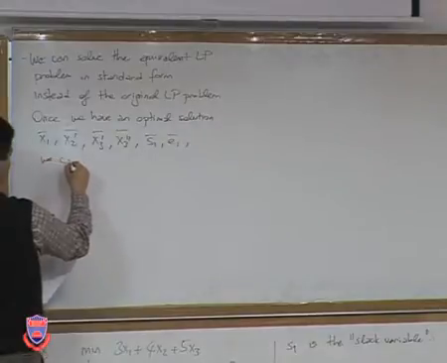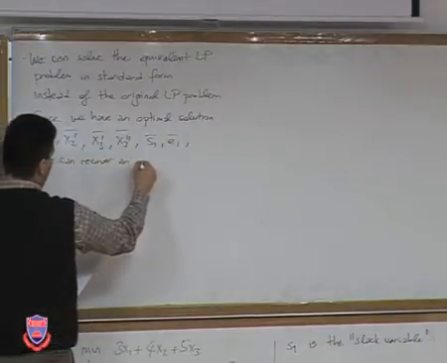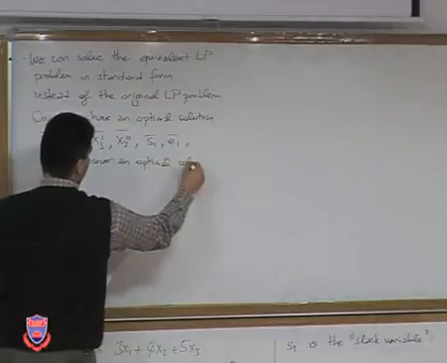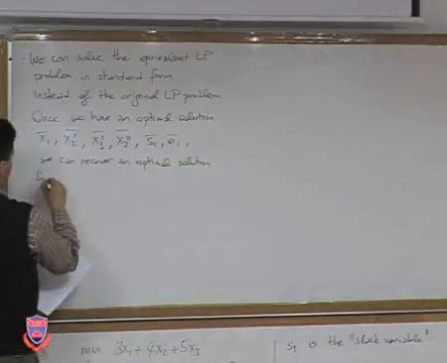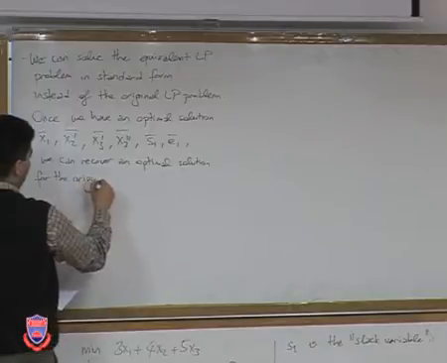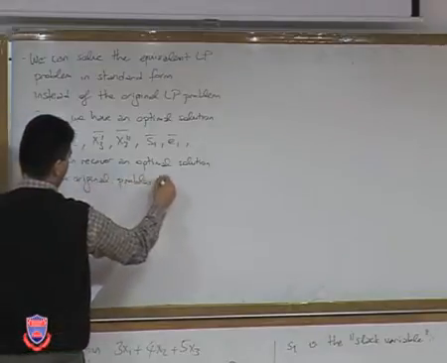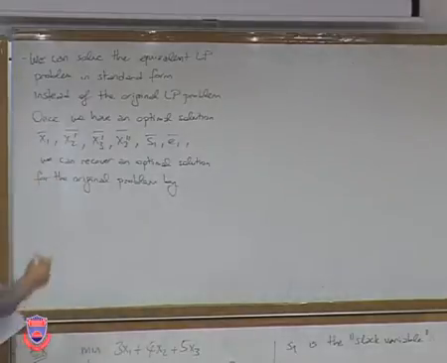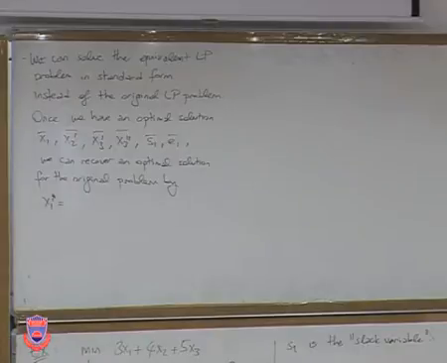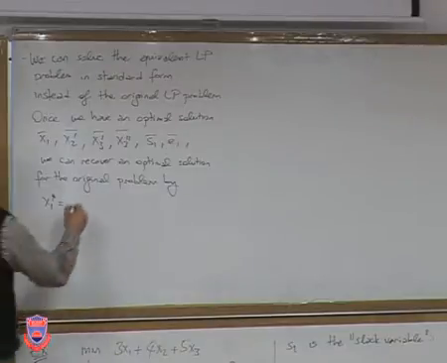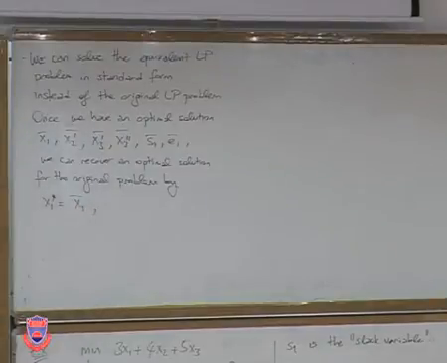we can recover an optimal solution for the original problem by, well, for example, what's the value of x1 star in the original problem in terms of the decision variables of this problem? So we haven't changed x1 at all, so x1 star is exactly equal to x1 bar. Basically the value of the first decision variable here would be the same as the value of the first decision variable over there, right?